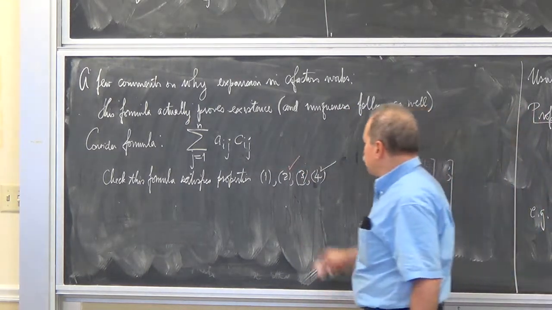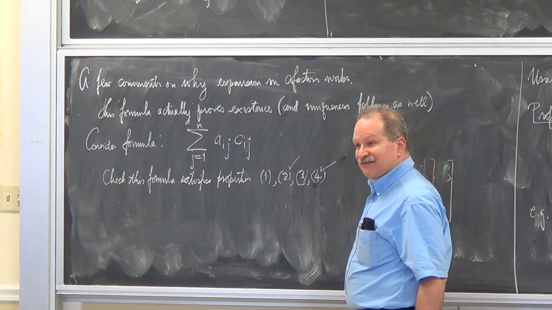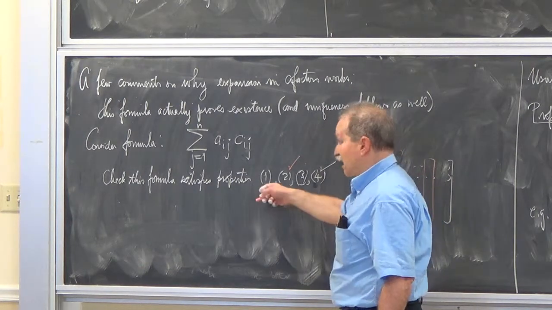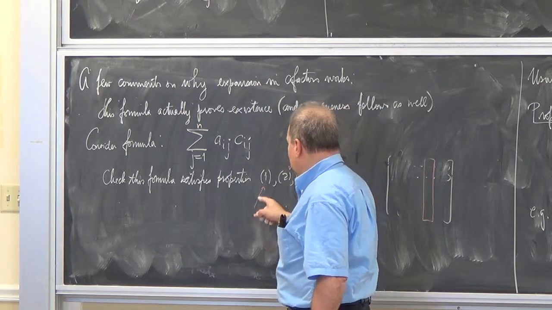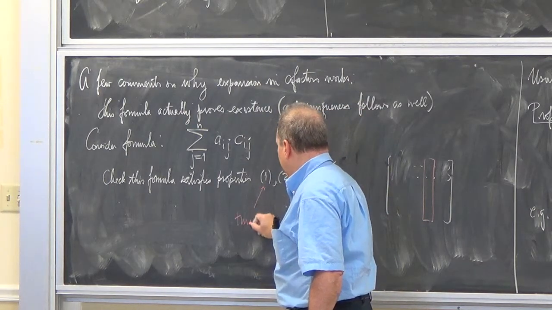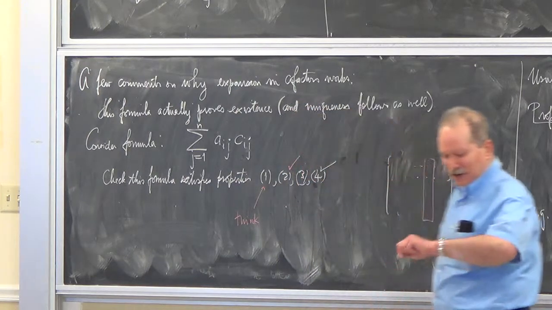What if I switch two columns? That one is actually the hardest to check. For the column switch, you have to actually think a bit. And I'm not going to have time in my remaining minute to do it. So we'll just check it out.